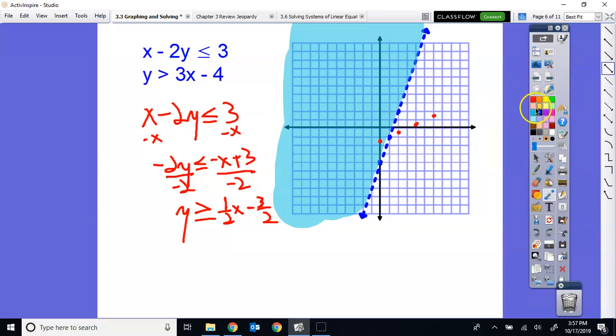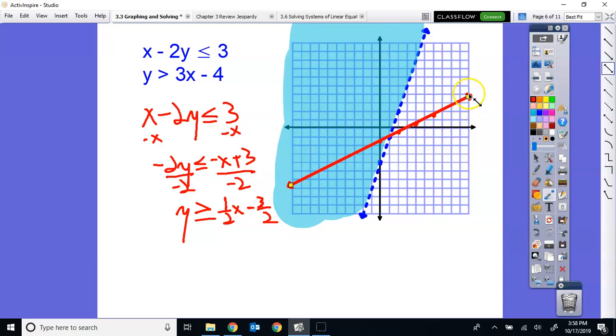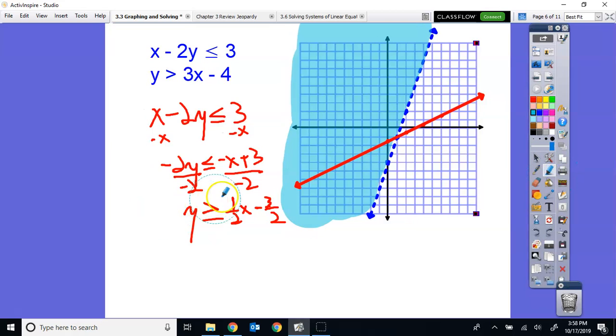This one does have a solid line because it is equal to, and so we will draw a solid line that goes across our graph through those points as close as you can get. And you will see shading greater than that line, so you shade above that line. Make sure you put your finger on the line and shade above that line.